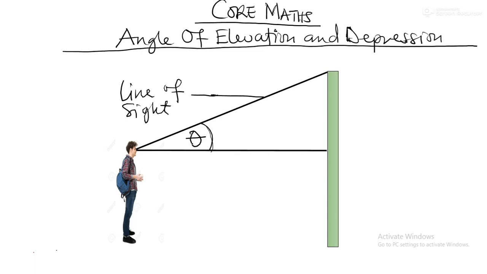So why do you think it is called angle of elevation? Because he lifted his head, okay, in order to view the top of the pole. So this angle was as a result of the lifting, the elevation of the eye level. Is that okay? So that is why this is called angle of elevation. So the angle theta here is called angle of elevation.